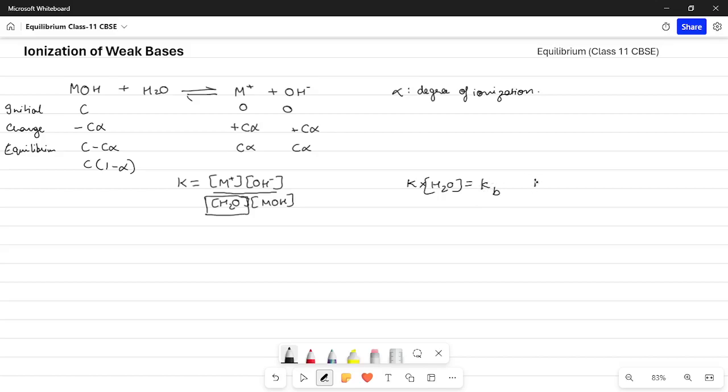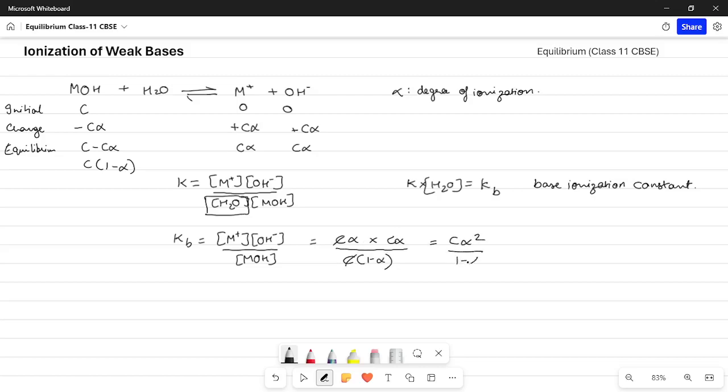So this is the base ionization constant. Kb will be equal to the concentration of M plus into the concentration of OH minus divided by the concentration of MOH. So again, you have C alpha into C alpha all divided by C into 1 minus alpha. Cancelling the value of C, you have C alpha squared divided by 1 minus alpha.